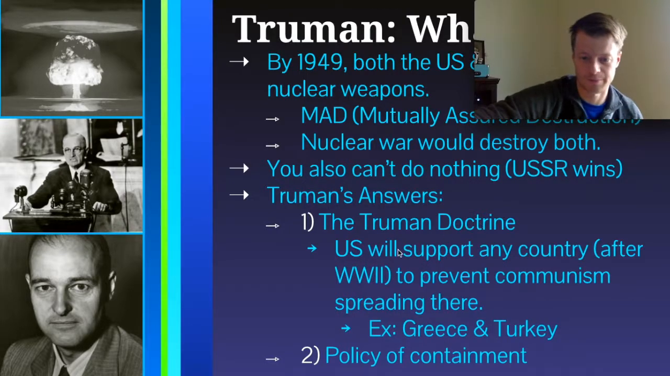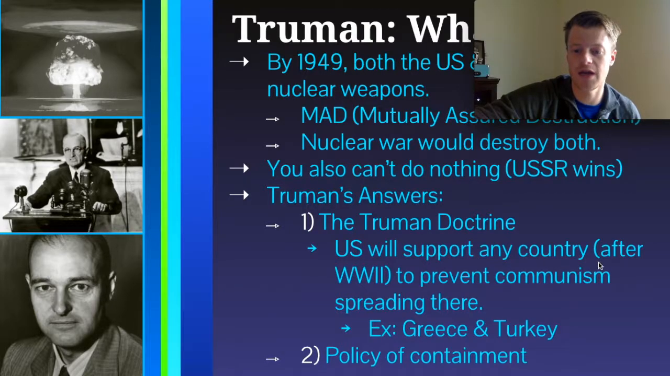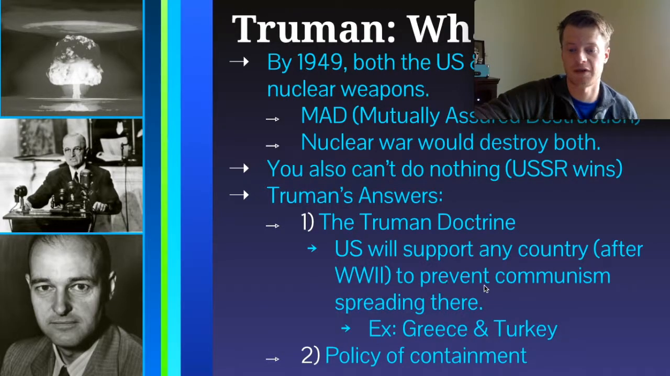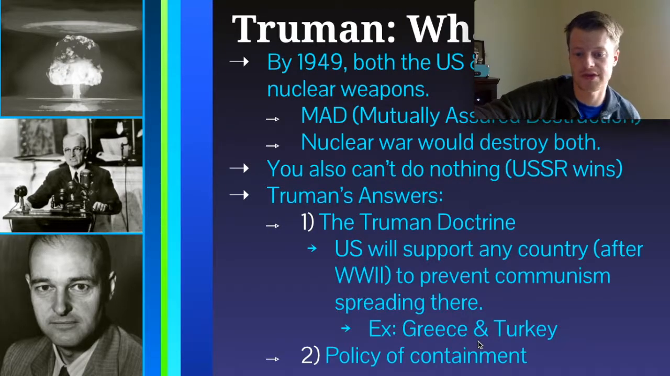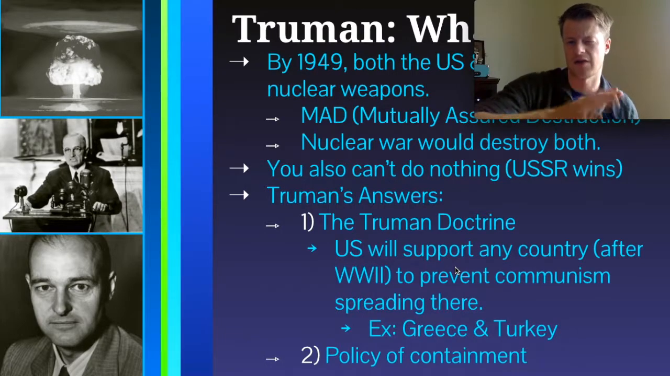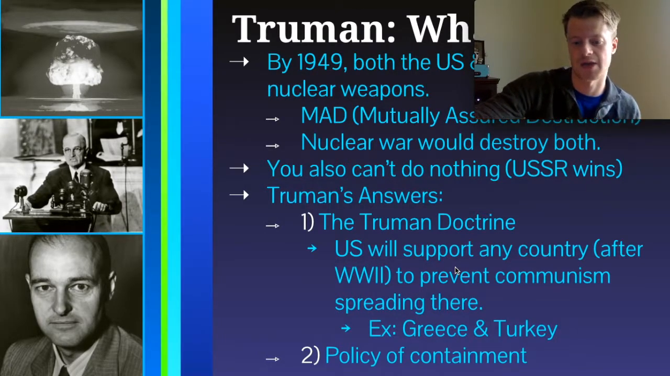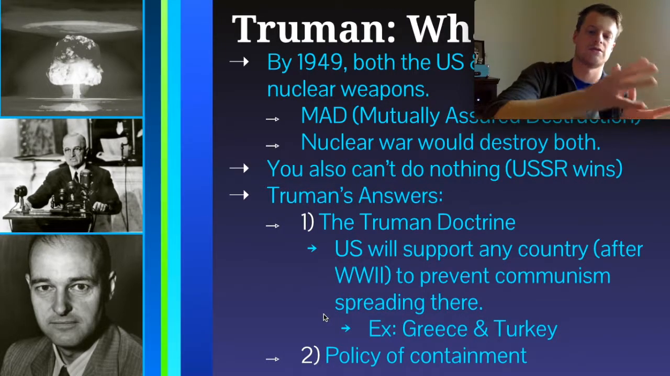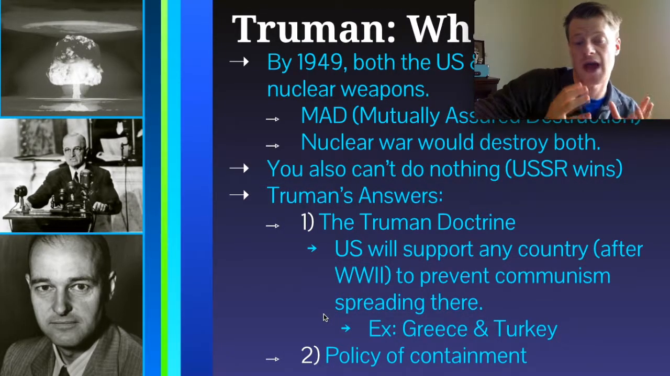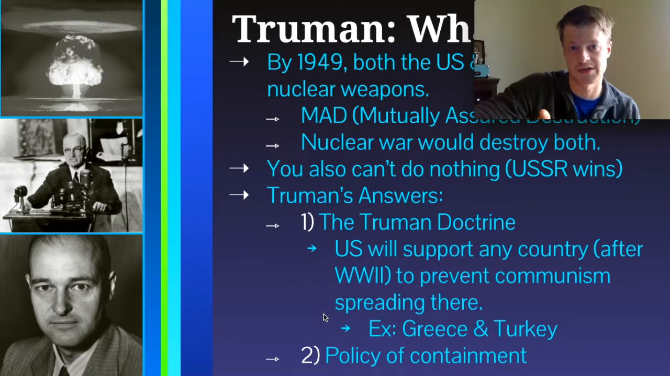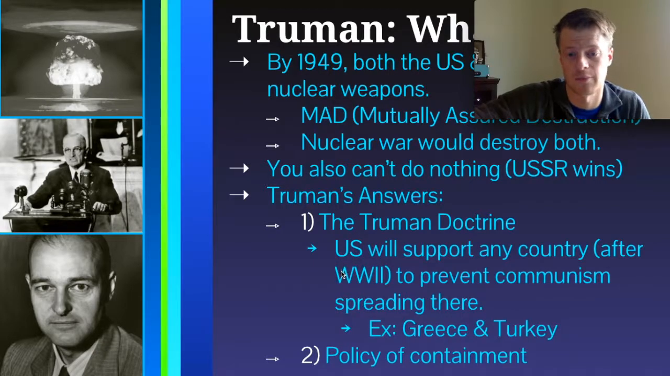So the Truman Doctrine. The U.S., according to the Truman Doctrine, would support any country after World War II to prevent communism from spreading there. And this happened in two particular instances, in Greece and Turkey, where the United States basically supplies a combination of military and economic aid. Okay, and then number two, that blends into the general policy that the U.S. is going to have during the Cold War. Its decision is to follow something called containment. And this is really, really important.